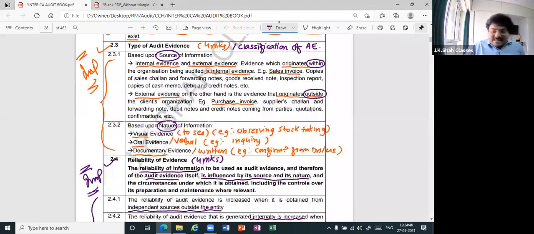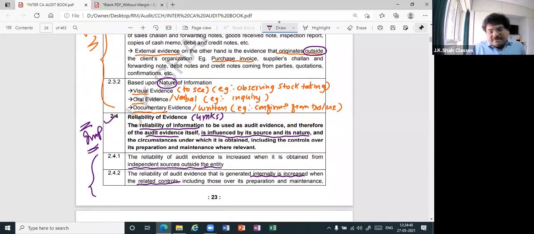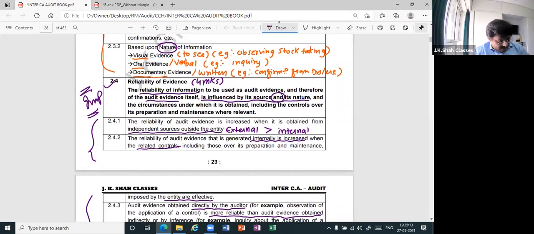All done, yeah. Come on. Next is reliability. Reliability of audit evidence is influenced by the source and the nature. Reliability is increased when obtained from independent sources outside the entity. In other words, external is more reliable than internal. Second, reliability of audit evidence is increased when related controls are proper and effective. So second one means internal is reliable provided ICS is efficient.